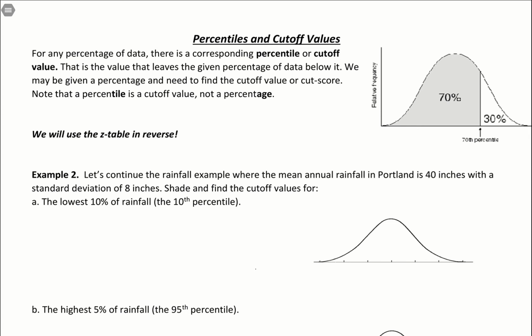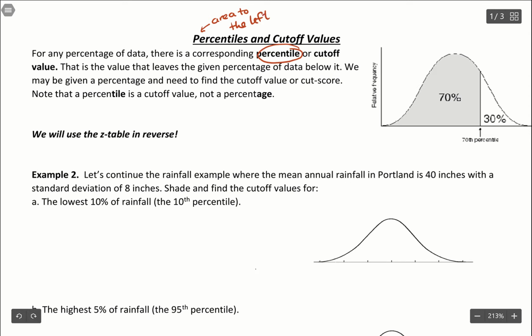So what we're going to do is work in the opposite direction. In the previous videos, we were given cutoff values and finding probabilities. Now what we're going to do is be given probabilities or percentages. A common word used for this is the word percentile. If you're given a certain percentile, it's always area to the left.